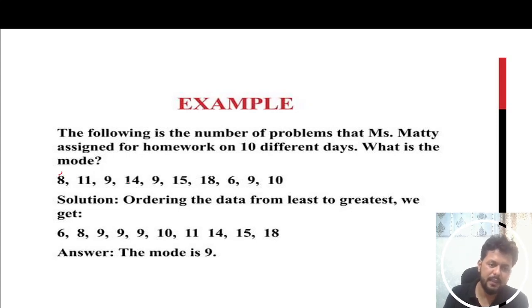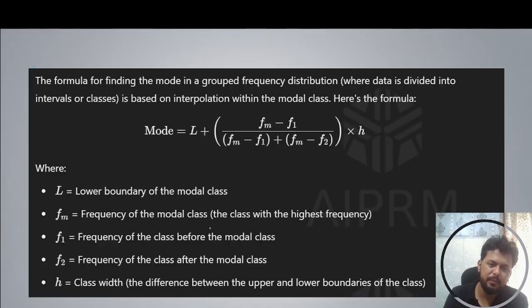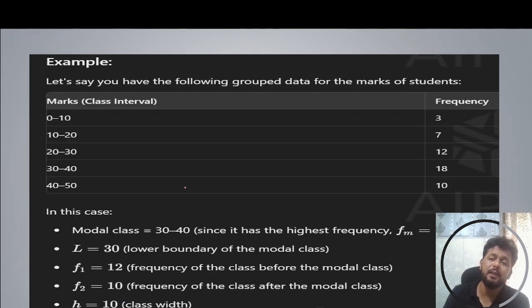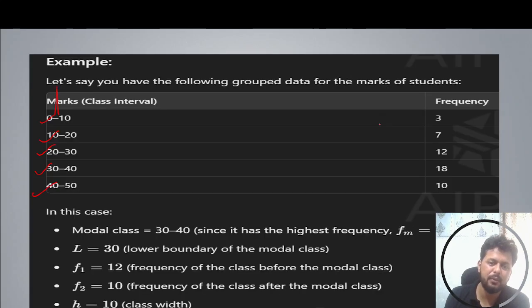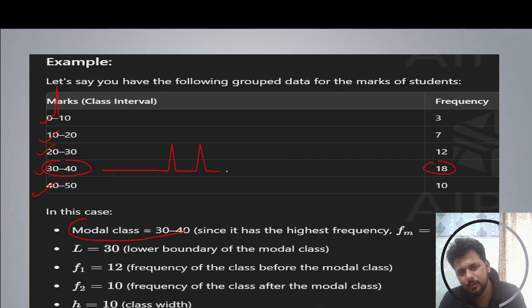If the data is simple, we just check for the most repeating term. But if your data is given in range form, how do we find it? We have to use this formula: L plus ((Fm minus F1) divided by ((Fm minus F1) plus (Fm minus F2))) into H. First of all, you have to choose a modal class. Let's say, for a moment, I choose this value as the modal class. The modal class is the class whose frequency is highest. The highest frequency is 18, so the corresponding class is the modal class.